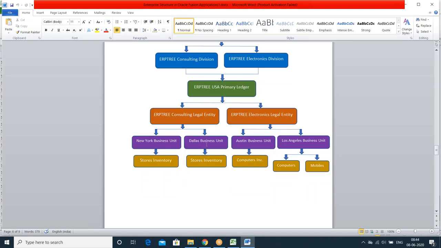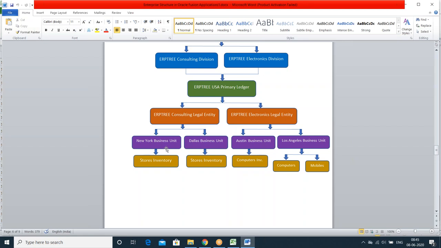Under this consulting legal entity, with this registration, the client is operating the business in two locations. One is New York, the other one is Dallas. For the New York business, one business unit, because in New York, they have to track the business operations separately and produce the reports separately. What business activities are they doing in New York? Those could be purchases or sales, payments, receipts, etc.